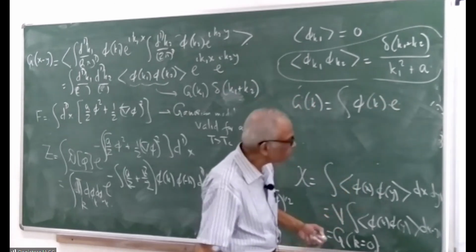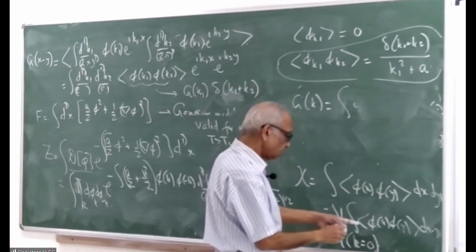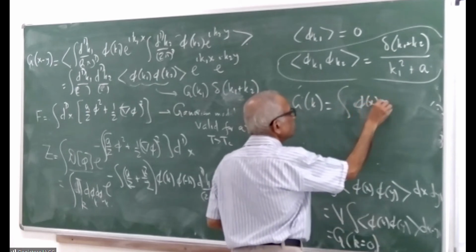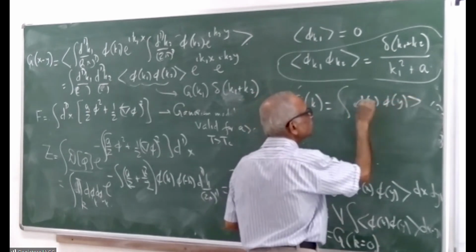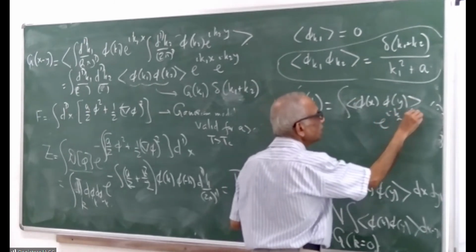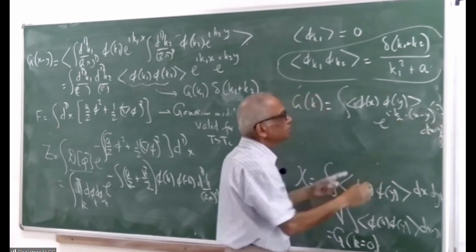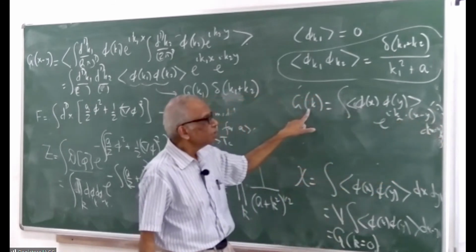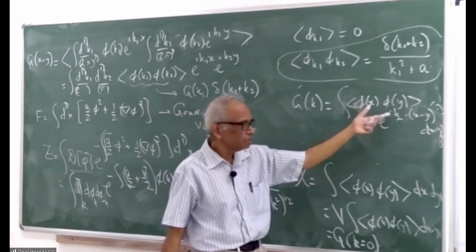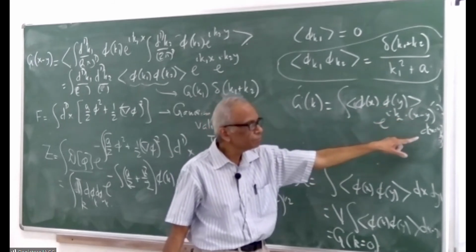This is equal to g of k, is the phi x phi y, which is this e to the power i k dot (x minus y) d of x minus y. That is by definition the g of k, which is g of x minus y, phi x phi y e to the power i k dot (x minus y).